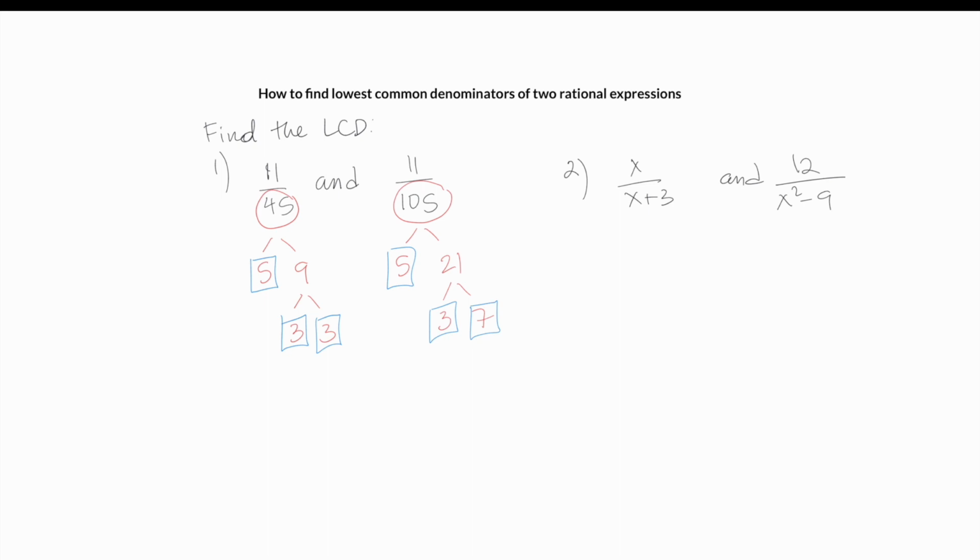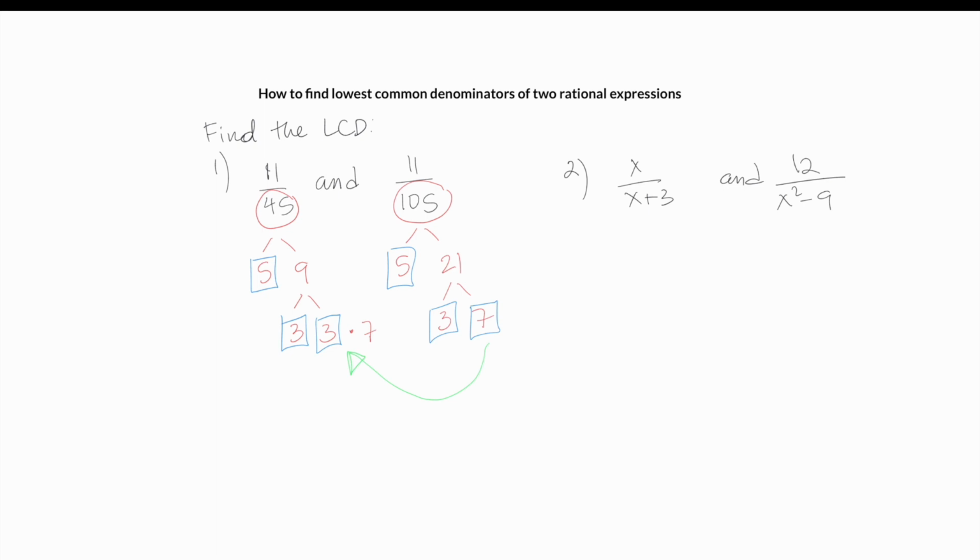We'll look at both of these breakdowns now, and I want you to notice that the 5 and the 3 are present in both of the breakdowns. Now, this extra 3 in 45 and the 7 in 105 are the non-matching parts. So to find the LCD for these two fractions, you will exchange the non-matching parts. So the left fraction, the 45, will get a 7 in addition to 5, 3, and 3. It will now have an additional 7 from 105.